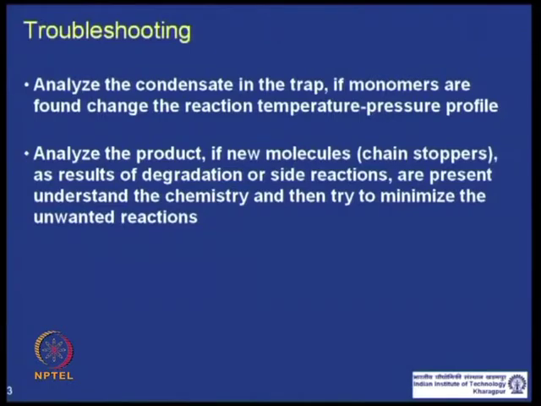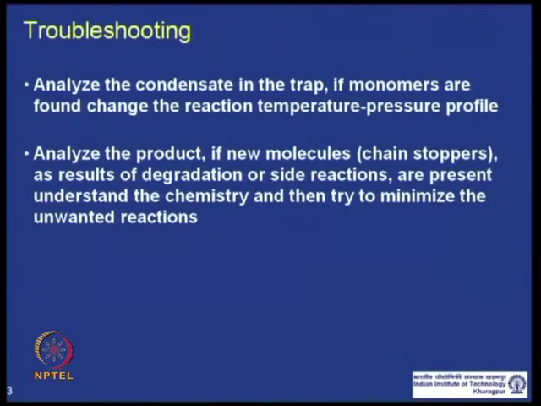So, you can do the reaction in steps. You can do the first step at a lower temperature and higher pressure, and then slowly increase the temperature and reduce the pressure. Finally, when the conversion is quite high and there is less monomer present in the reaction medium, you ramp the temperature as high as possible and reduce the pressure as much as possible. So, that is one way you can reduce the volatilization of the monomers. Second thing, you can analyze the product.